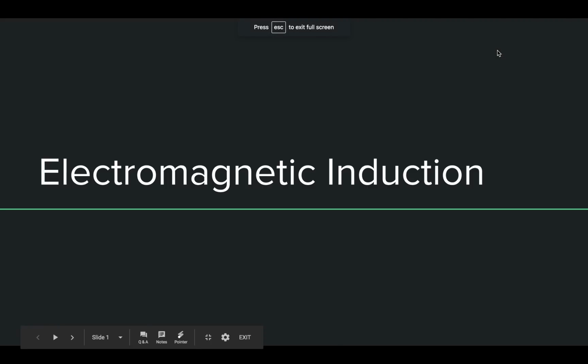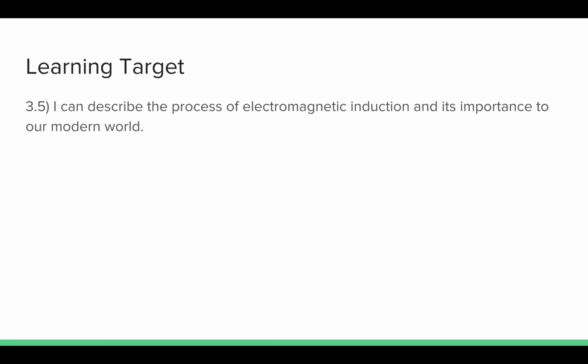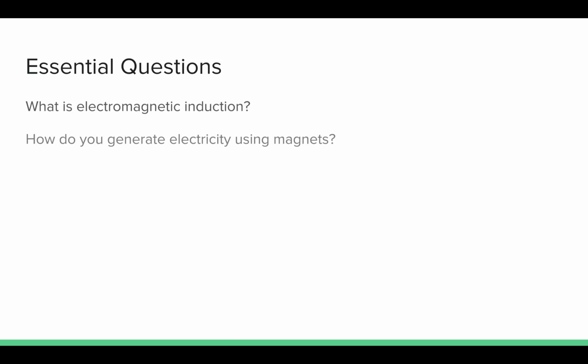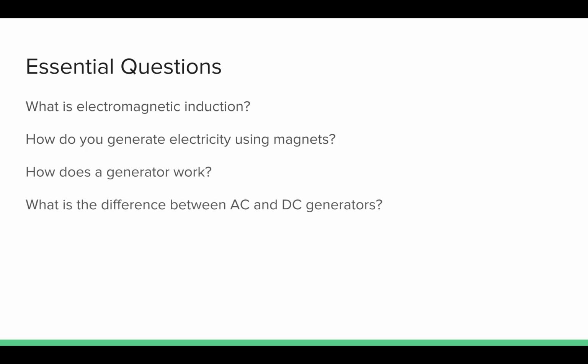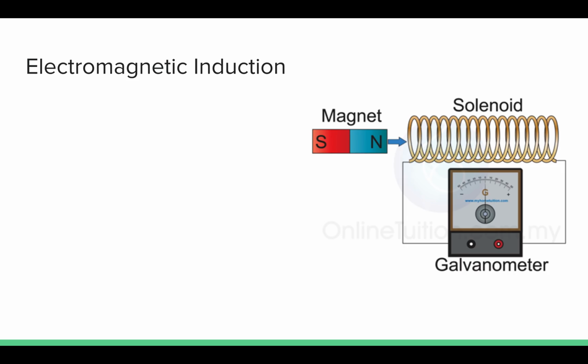Today, we are going to talk about electromagnetic induction. Our learning target for this lesson is: I can describe the process of electromagnetic induction and its importance to our modern world. Our essential questions are, what is electromagnetic induction? How do you generate electricity using magnets? How does a generator work? And what is the difference between AC and DC generators?